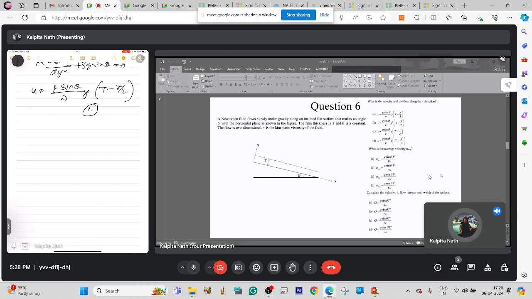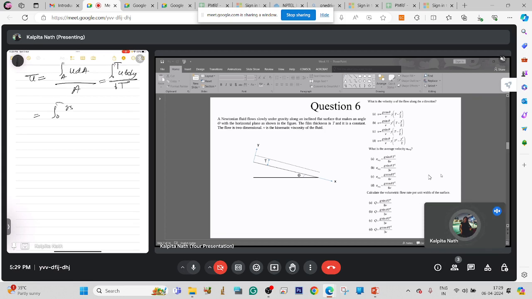Now we need to find the average velocity for a width of b in the plane into the paper. The average velocity is given as u bar is equal to integral of u dA upon A. So that means the integral from 0 to t of u b dy upon b t, where t is the thickness of that film. So integral from 0 to t of g sine theta by nu times (y t minus y square by 2) dy upon t. So this u average will be g sine theta t square by 3 nu. So this is option B.